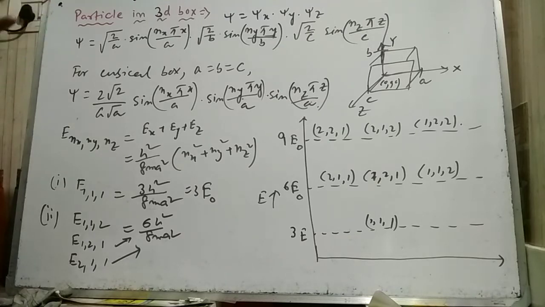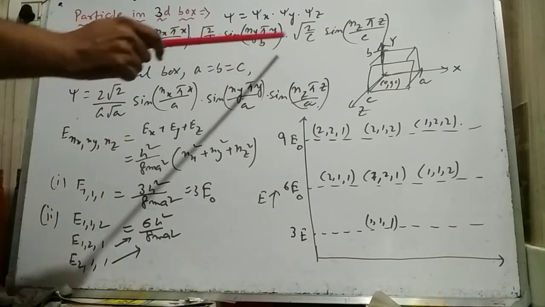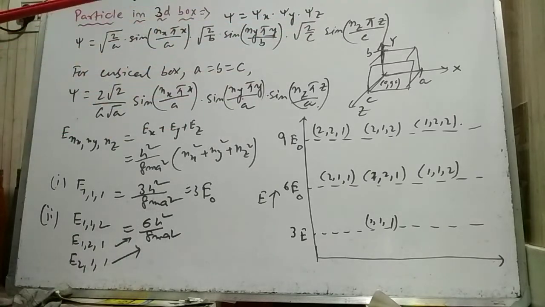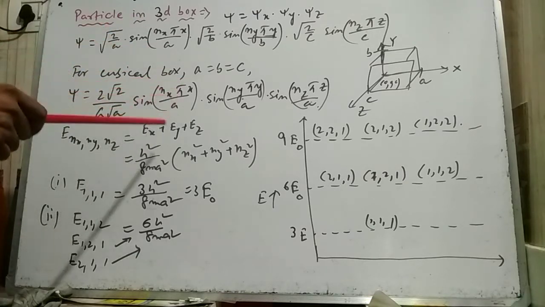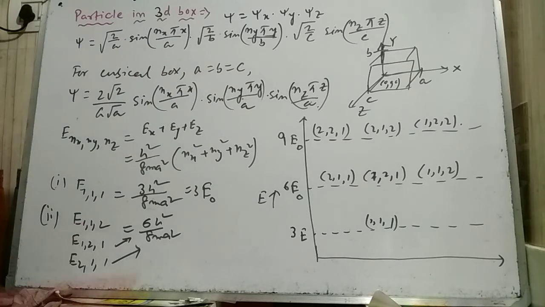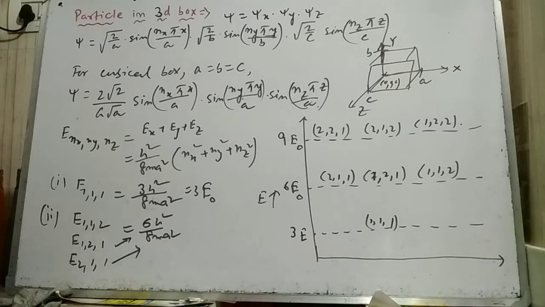If the box is cubical, that is a equal to b equal to c, so b is equal to a and also c is equal to a. The wave function of the particle in a three-dimensional box is then given by psi equal to root(8/a³) sin(nx π x/a) into sin(ny π y/a) and sin(nz π z/a). Now we will determine the energy of the particle in a three-dimensional box.